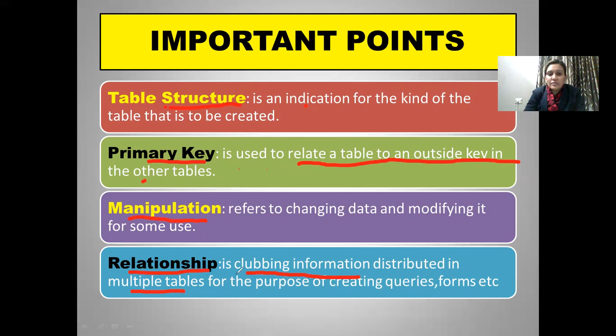Right? So what is a relationship? It is accumulating the information that is divided into many tables so that we can create a form or create queries or any such things, right? Forms, you know already, whenever you go to a shopping center or any other place, or if you are applying for entrance to a new school, a form is filled by you, right? So a relationship is basically a part of the database. It helps to club the information, putting the information in multiple tables for the purpose of creating queries and forms. So these were the few important terms.